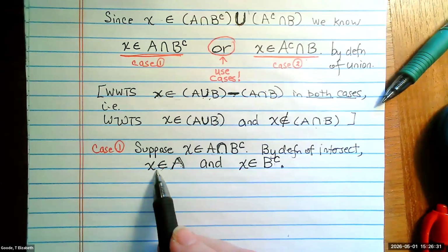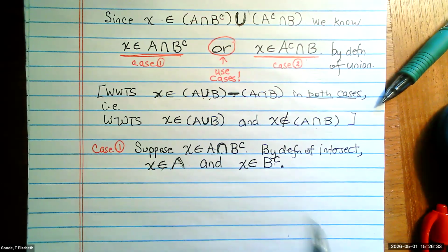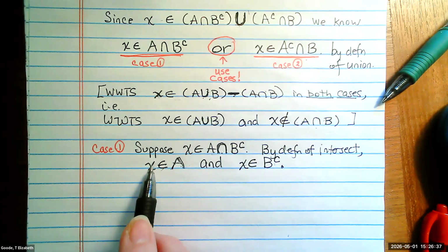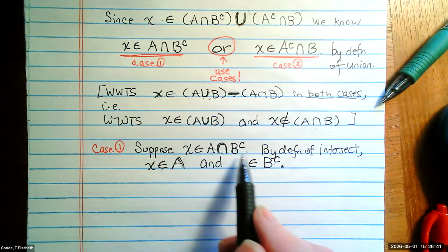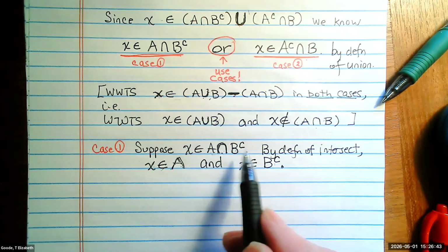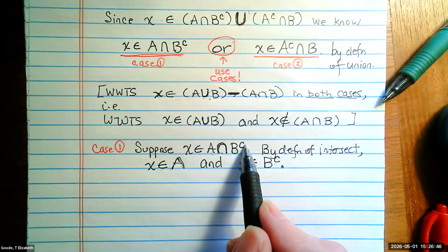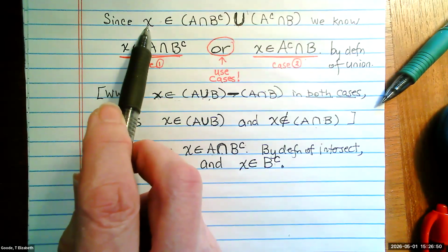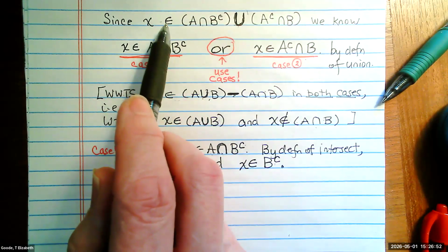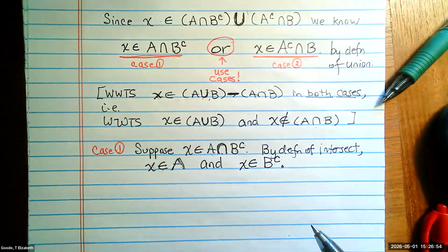X is an element of. Its relationship isn't intersecting with sets. It's an element of a set or it's not an element of a set. That's the relationship of the element X with the sets. The sets' relation to each other, they can intersect with each other. We can take the complement of a single set. We can take the union of sets. But the relationship between X and sets is element of or not an element of.